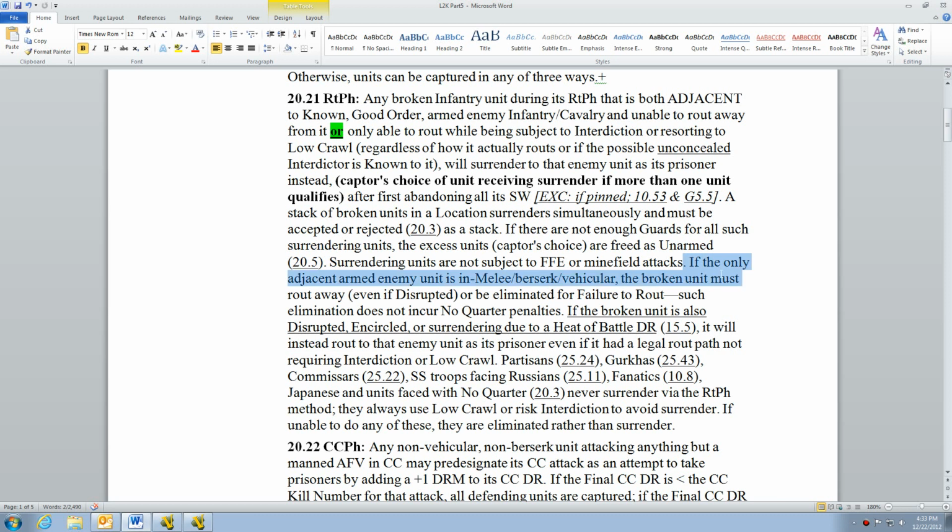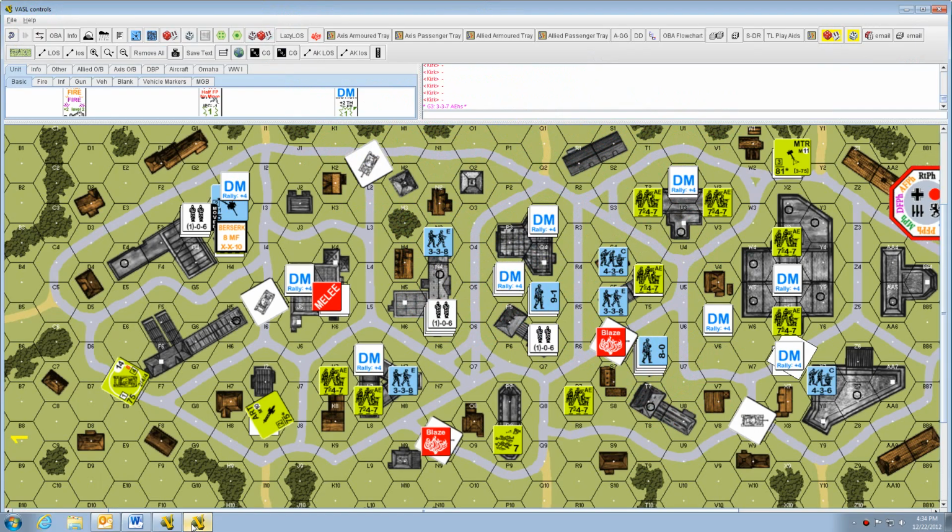if the only adjacent armed enemy unit is in melee, berserk, or a vehicle, the broken unit must rout away, even if it's disrupted, or be eliminated for failure to rout. Such elimination this way does not incur the no quarter penalties. So if you haven't kicked into no quarter and this unit must rout away but can't for some reason, it will be eliminated, but it doesn't automatically kick in the no quarter penalty. So let's take a look at this here.